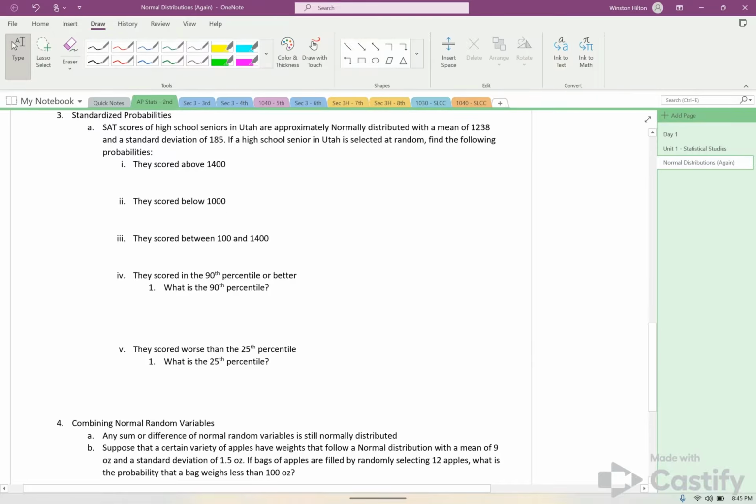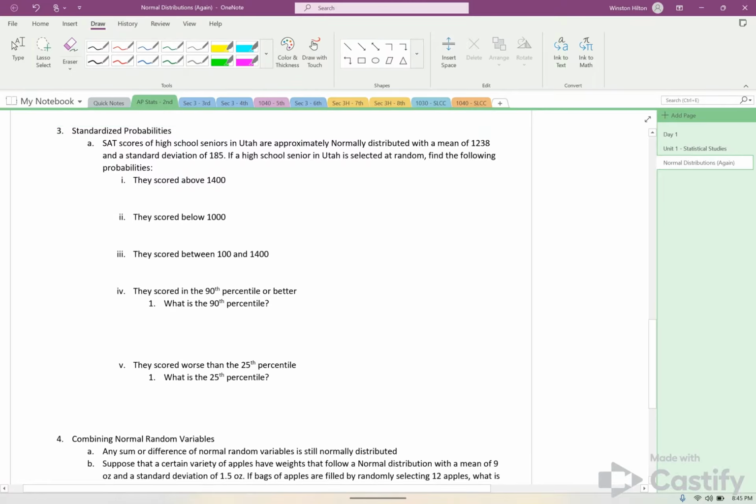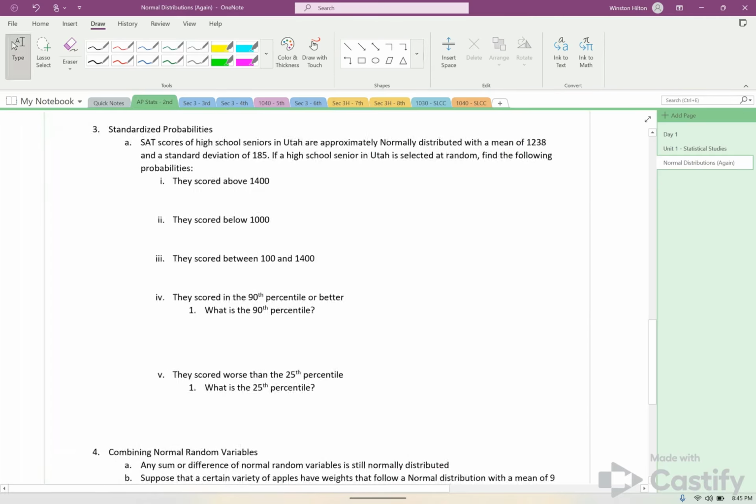All right, so let's look at an example that is similar to the one we just did. SAT scores of high school seniors in Utah are approximately normally distributed with a mean of 1,238 and a standard deviation of 185. If a high school senior in Utah is selected at random, find the probability that they scored above 1,400, and then other ones. Real quick, let's draw our picture to give us a little bit more space.